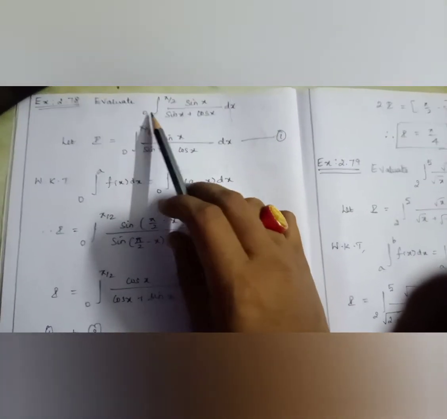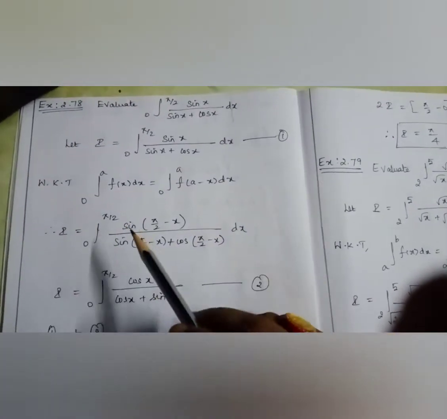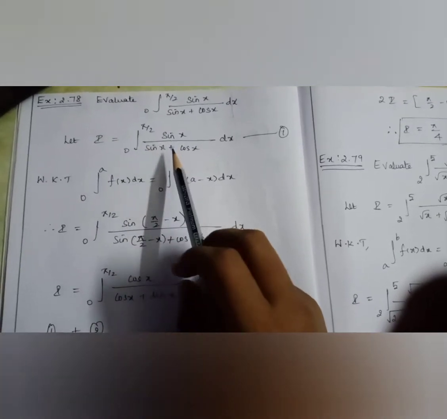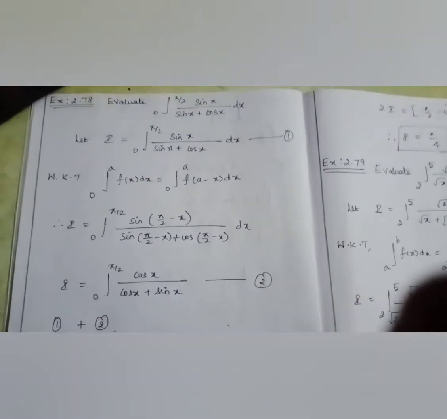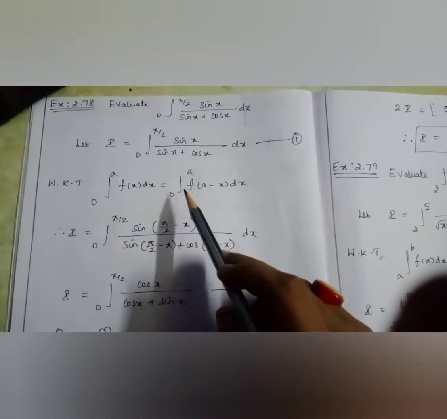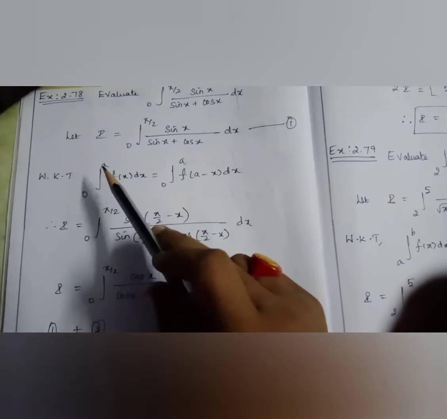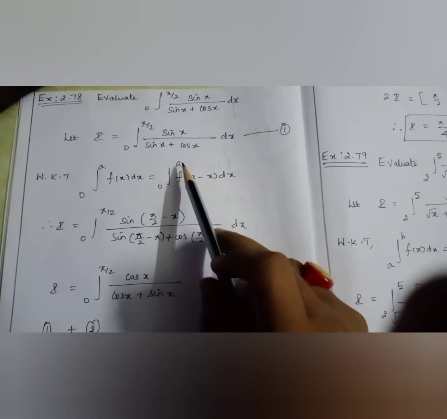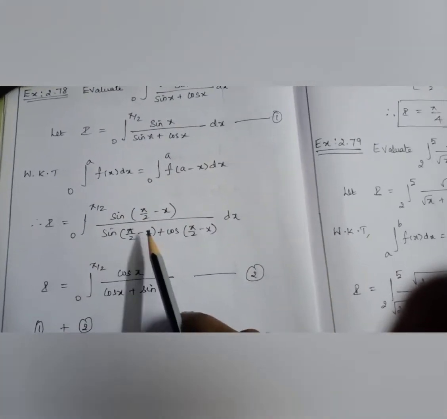Evaluate integral 0 to pi by 2 sin x by sin x plus cos x dx. First we will name this as, let I is equal to integral 0 to pi by 2 sin x divided by sin x plus cos x dx, and we shall name this as 1. We know this property, right? The fifth property, integral 0 to a f of x dx, applies only when you have 0 to a, that is the lower limit is 0 and the upper limit is any value. So integral 0 to a f of a minus x dx, whatever a is here, I can write it as that upper limit minus x. That is what I am going to apply here in the I.